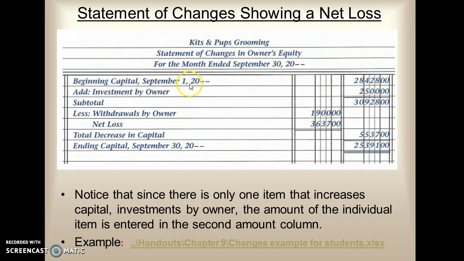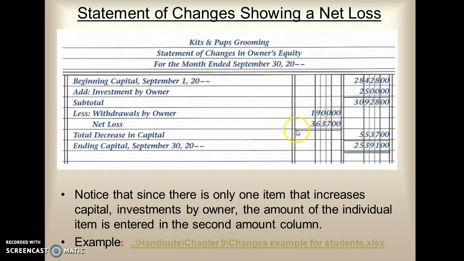Here's another one. So in this case, we only had one investment, or one number that we're going to add, so we just put it on the right-hand side rather than on the left-hand side. So we have our beginning capital plus our investment. Our subtotal is here. In this case, we have 2 things that we are going to deduct from the equity. In this case, our withdrawals and our net loss.